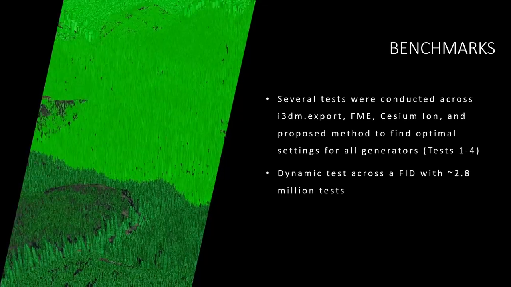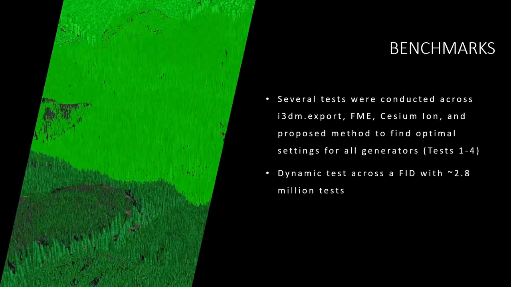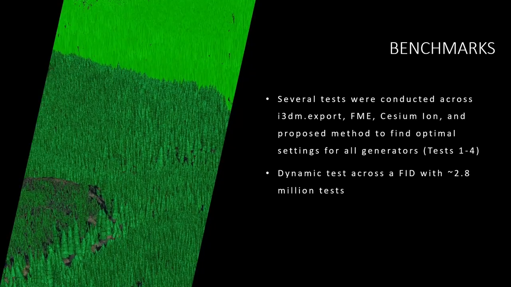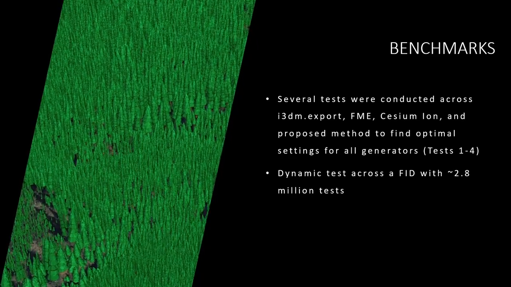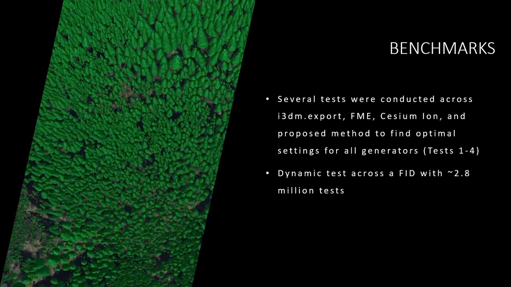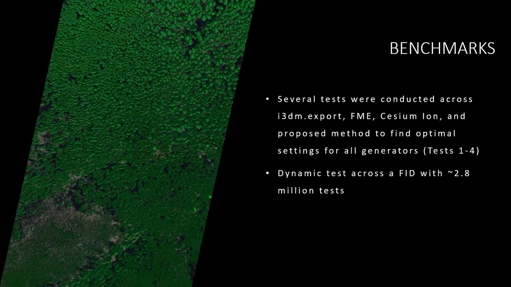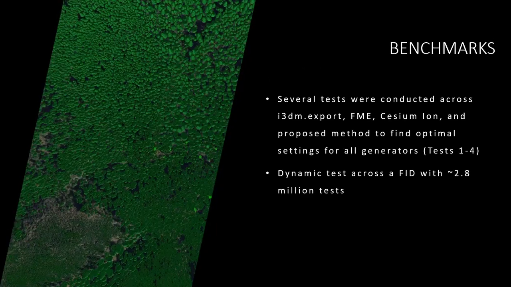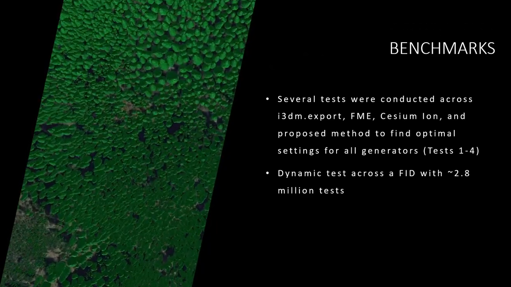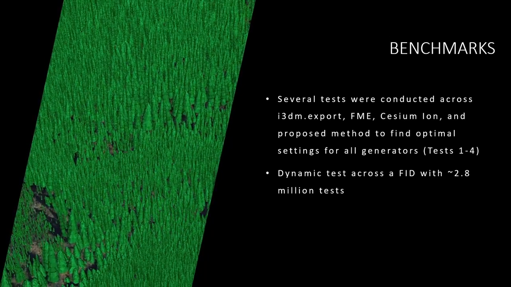This dynamic test took place on a forest inventory dataset of the Elliott State Forest in southwestern Oregon. This forest inventory dataset contains 2.8 million point features, has 3 different tree species, and is a state-of-the-art forest inventory dataset. Since both FME and CCM were incapable of generating a 3D tileset with 2.8 million point features, the test took place only between i3dm export and our own method.